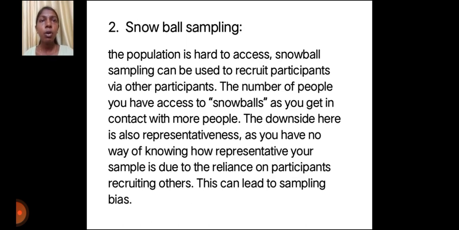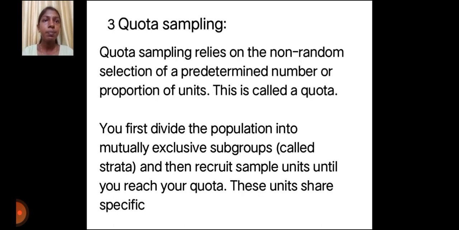The second type of non-probability sampling is snowball sampling. If the population is hard to access, snowball sampling can be used to recruit participants through other participants. The number of people you have access to snowballs as you get in contact with more people. The downside here is also representativeness, as you have no way of knowing how representative your sample is, due to the reliance on participants recruiting others. This can lead to sampling bias.